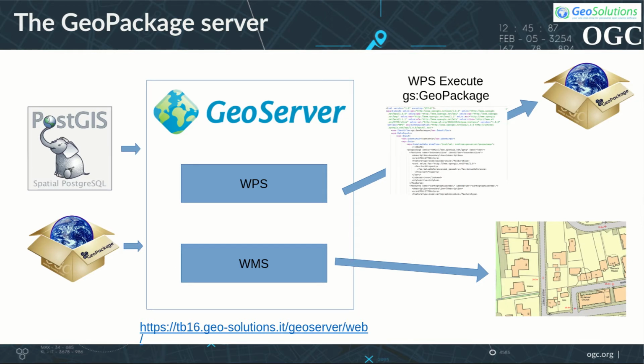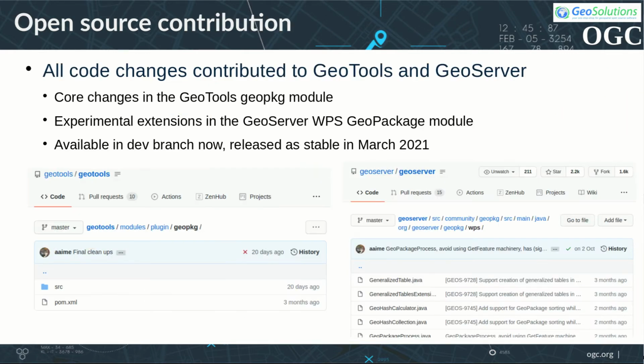The server has also been used to publish the generated GeoPackages in order to verify their performance characteristics. In accordance with the testbed requirements, all code changes have been made open source. In particular, they have been contributed back to GeoTools for the package reading and production side, and GeoServer for the WPS machinery driving the process.